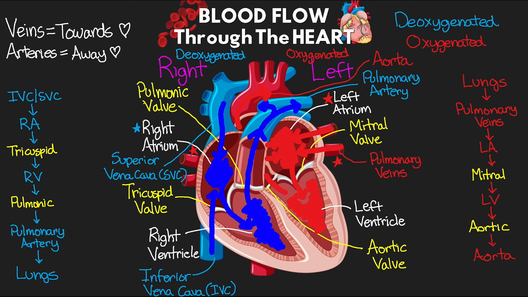Remembering the order of the heart valves can be difficult. The mnemonic TPMA can help. Toilet, paper, my, asset. Tricuspid, pulmonic, mitral, aortic. Alright, that's all I got. That's the blood flow through the heart.